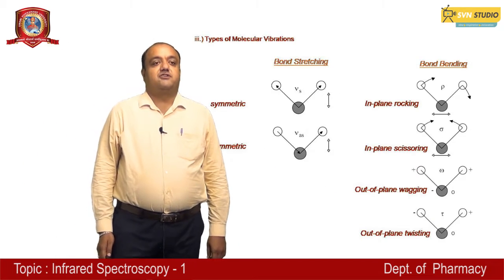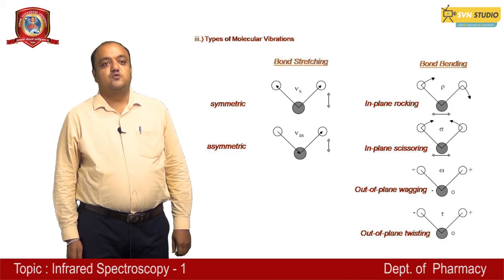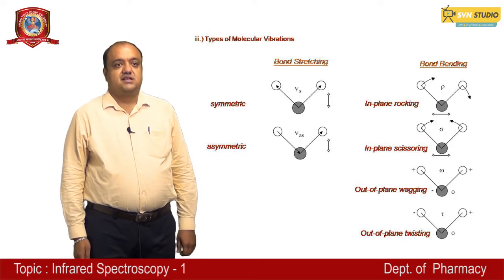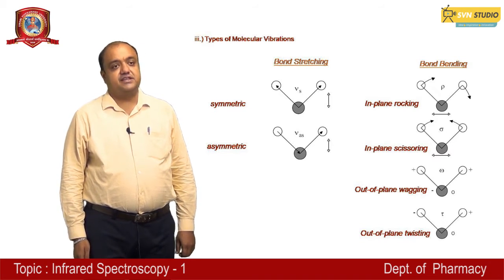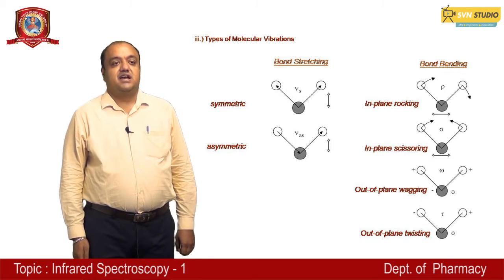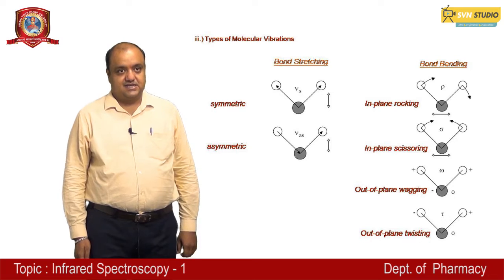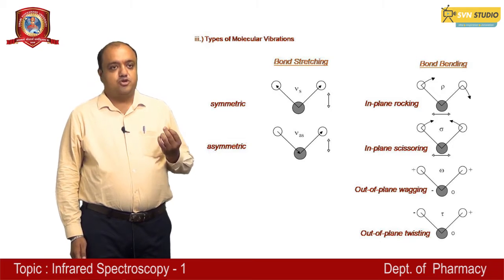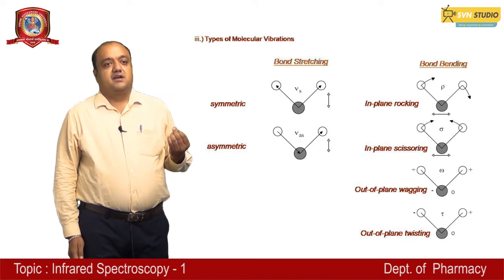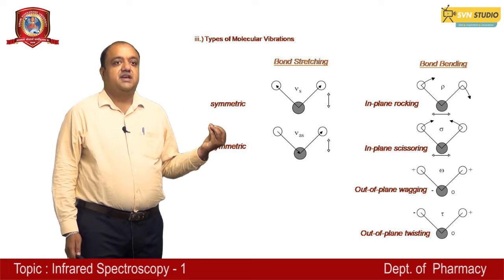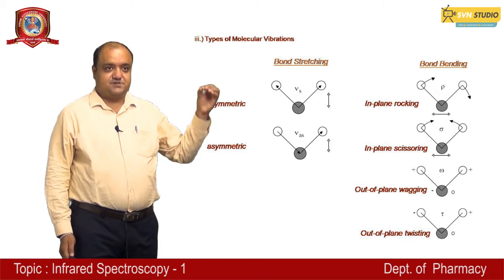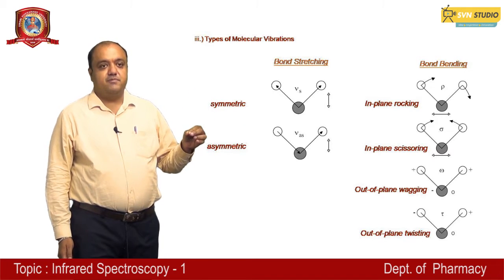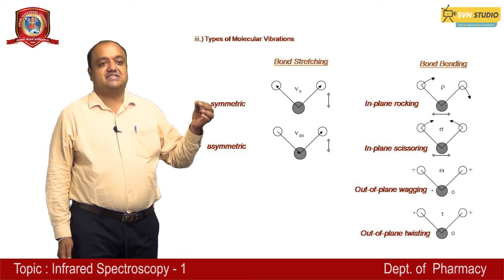These are the types of molecular vibrations. They are divided into two parts: bond stretching and bond bending. Stretching vibrations are again divided into symmetric stretching and asymmetric stretching. In symmetric stretching, both atoms move in the same direction like a spring. In asymmetric stretching, one atom approaches the central atom and the other departs from it.